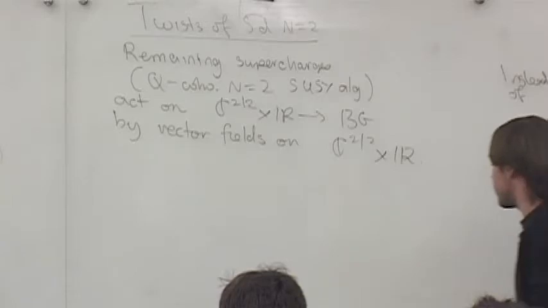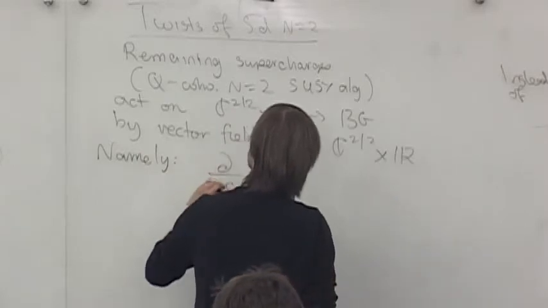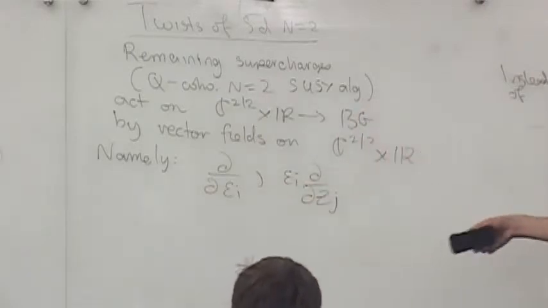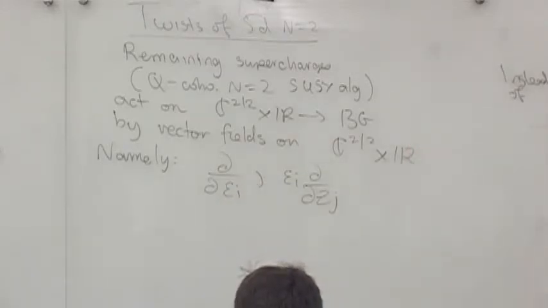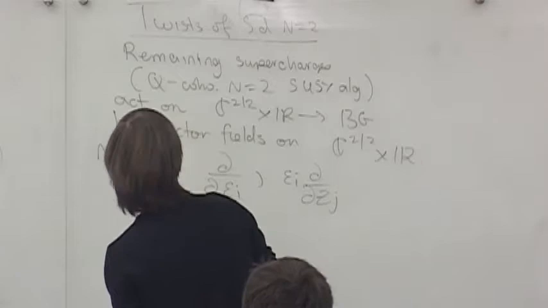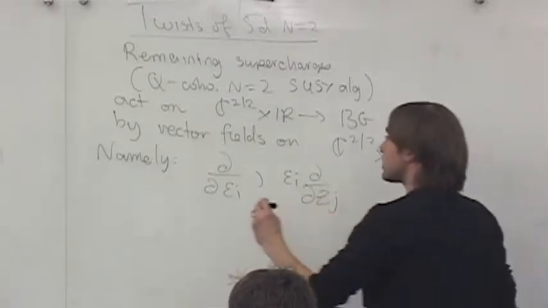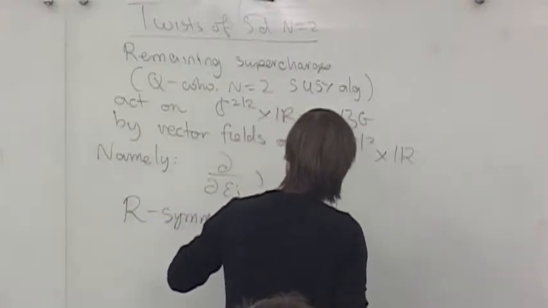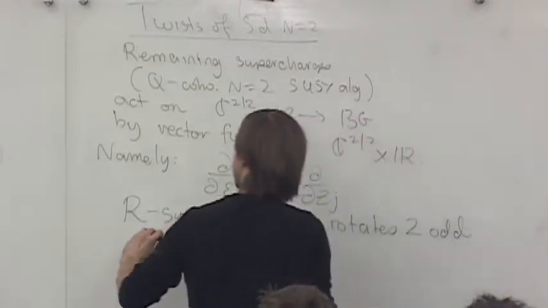So they're the vector fields we've been discussing before. Namely, d by d epsilon i and epsilon i d by dz j. Of course, as we expect, these commute to translations, which is what the supersymmetry algebra should do. OK, so there's also R symmetry. The remaining R symmetry will be SL2, which rotates the two odd directions.